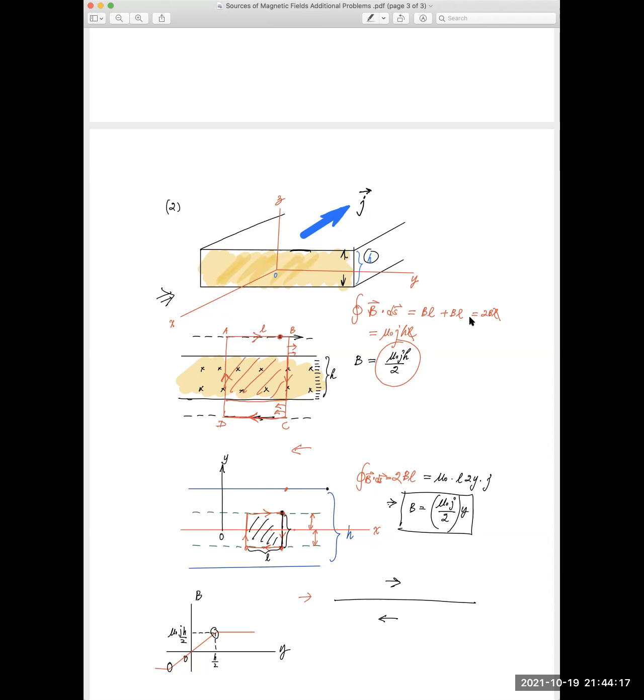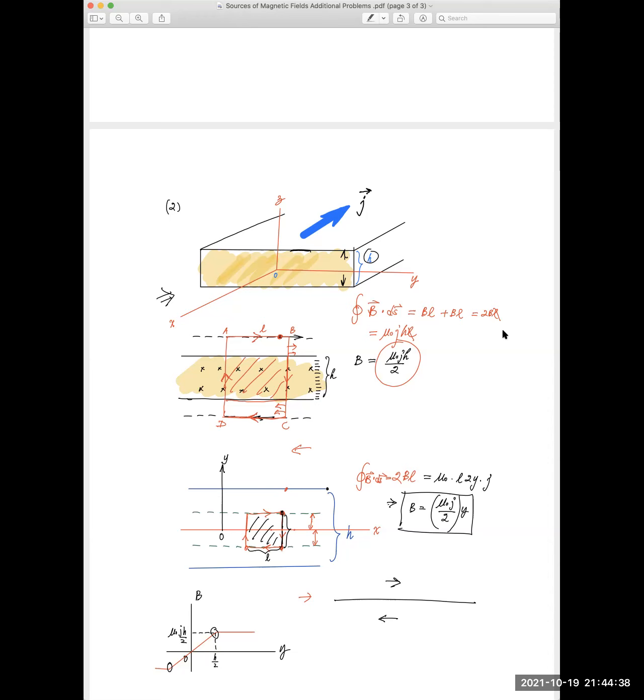And how much is that equal to according to Ampere's law? It is equal to mu naught times the total current enclosed. And so you enclose this much current. How much is that? That would be the current density J times the area enclosed. The area is H times L. So H times L here. The two L's cancel on both sides.